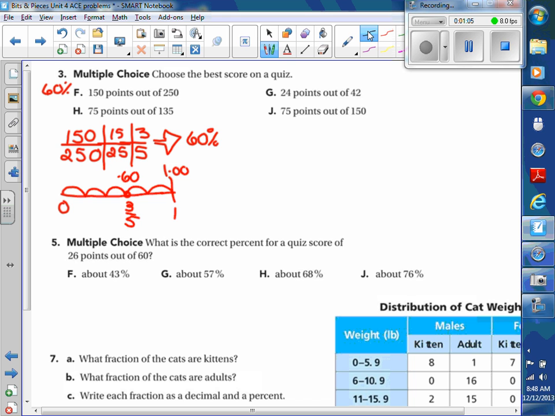Bernie? Jay, 75 out of 150 is 50%. Oh, so that's smaller. Does that make sense? Does everybody know how? Do you guys want to move over there?